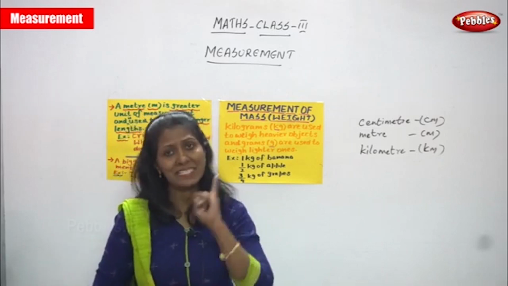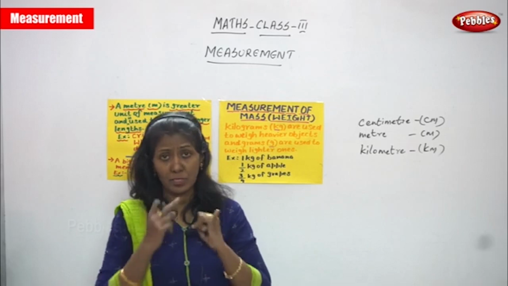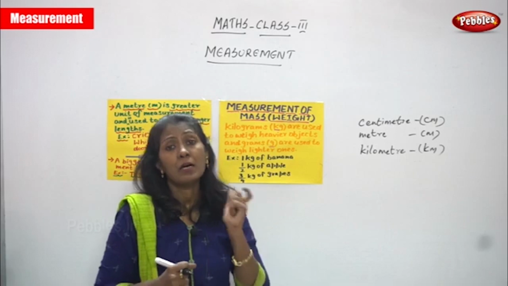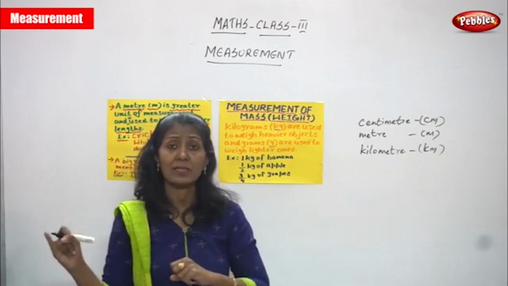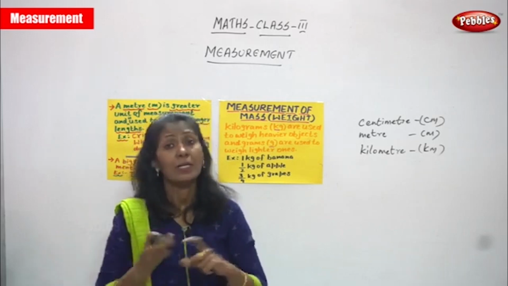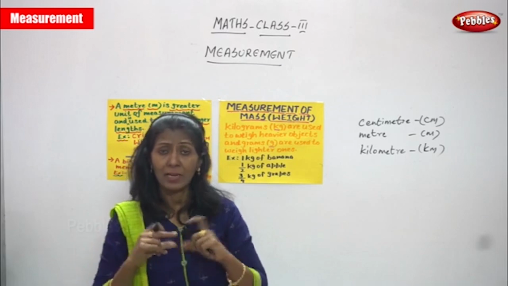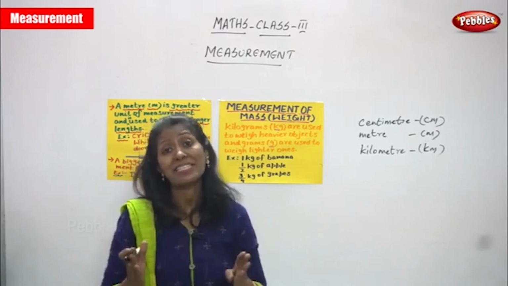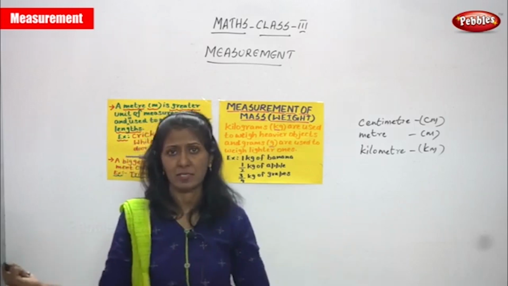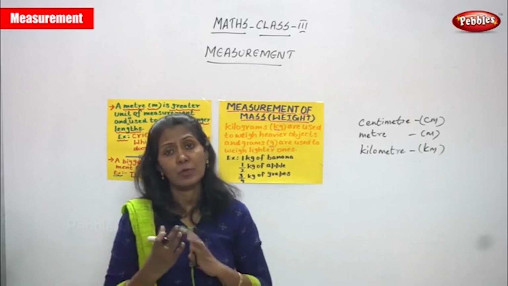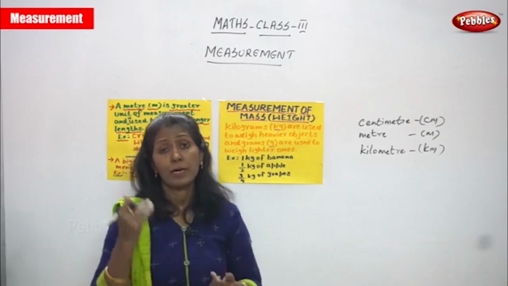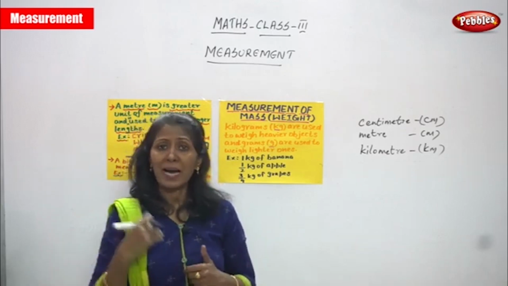So smaller unit means centimeter. Otherwise we can call it a smaller length, measured in centimeter. That is called a smaller unit. Longer length is measured in meter. I said to you, it is a middle length, so it comes under meter, compared with the very far distance. Very far distance means you want to travel from one place to another, from Trichy to Bangalore, or Trichy to Coimbatore, or Coimbatore to Chennai, or Bangalore to Coimbatore.